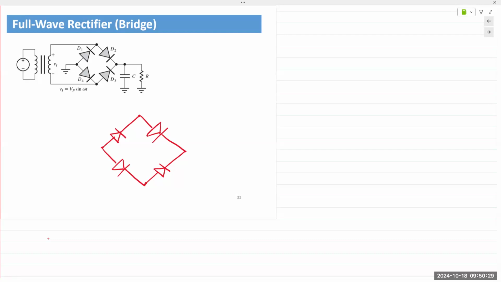So there are 4 nodes in that circuit and that configuration. 2 of the nodes, you have 2 anodes meeting, right? So you have 2 anodes at one node and you have 2 cathodes at one node. These nodes are where you would take your output from.